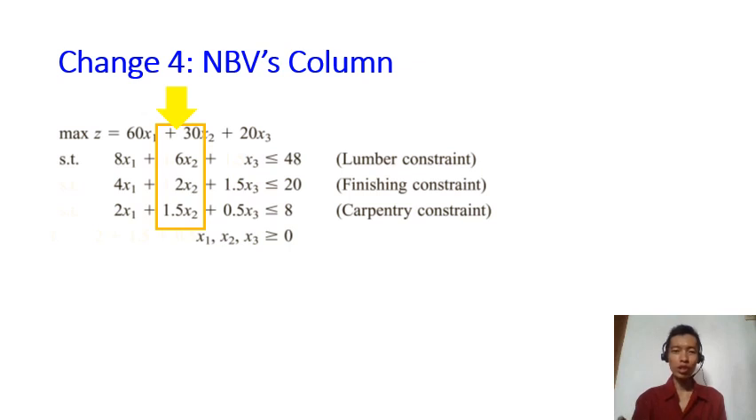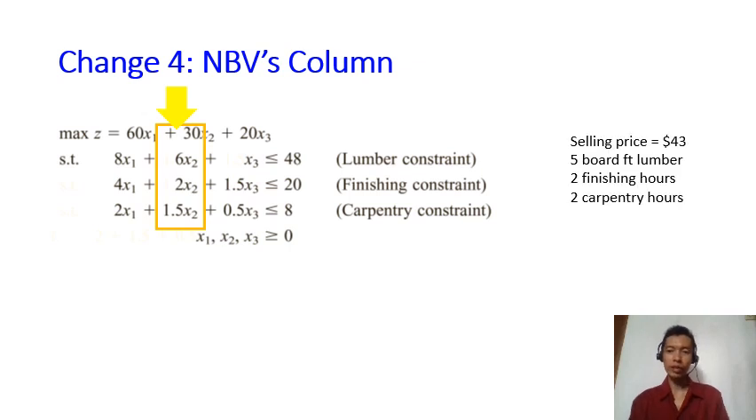Here we change the entire column for x2, or table. So not only the price, we are going to change the entire column. For example, let's say we have a new type of table with a selling price of $43, and it requires 5 board feet of lumber, 2 finishing hours, and 2 carpentry hours. We would like to know whether this change keeps the current basic variables optimal or not.